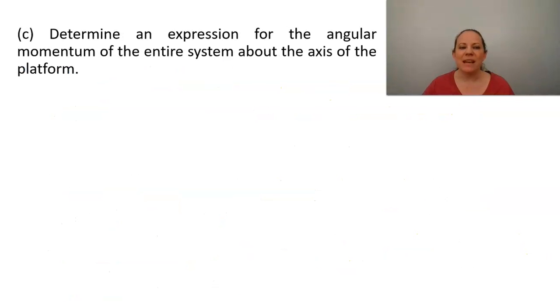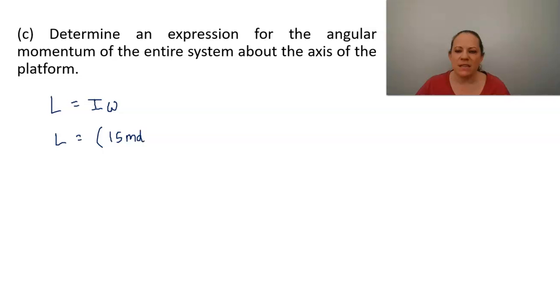Part C, determine an expression for the angular momentum of the entire system about the axis of the platform. Well, we're going to remember that angular momentum equals rotational inertia times angular speed. So all we have to do here is substitute in our 15md squared that we found in the last part, and then multiply by omega. And this one was worth 1 point for an answer consistent with part B2.